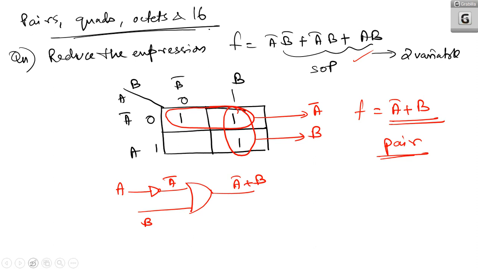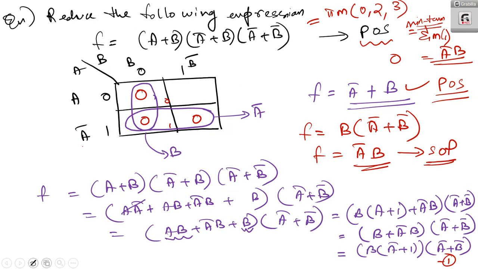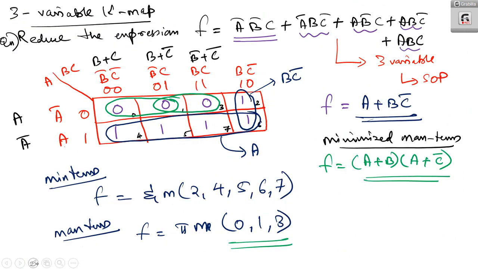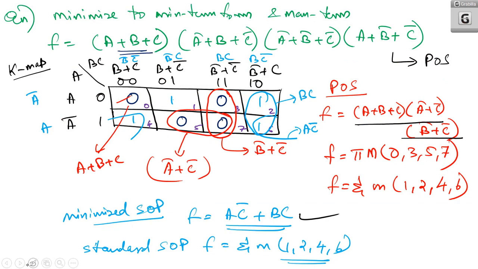First we started with the pairs. So pairs for this SOP expression, that is the first question. This is a pair for a POS expression. This is a pair for again a POS expression. For three variables we have done pairs as well as a quad, because quad means if four cells can be mapped into a single term, then that is known as a quad. Here we have done pairs only.